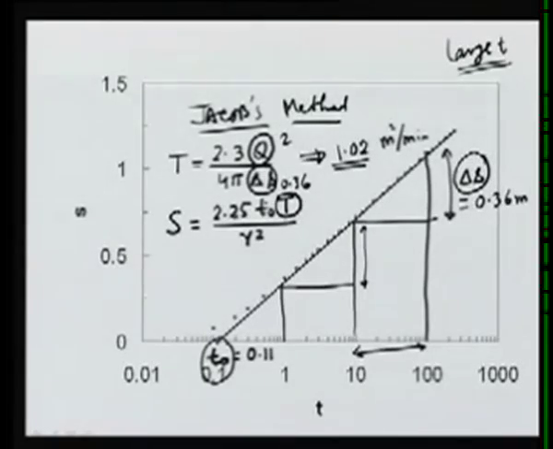Similarly, once the T is known, we can put that T here. t0 is obtained as 0.11 minute and R is 50. So S will come out to be 1.01.